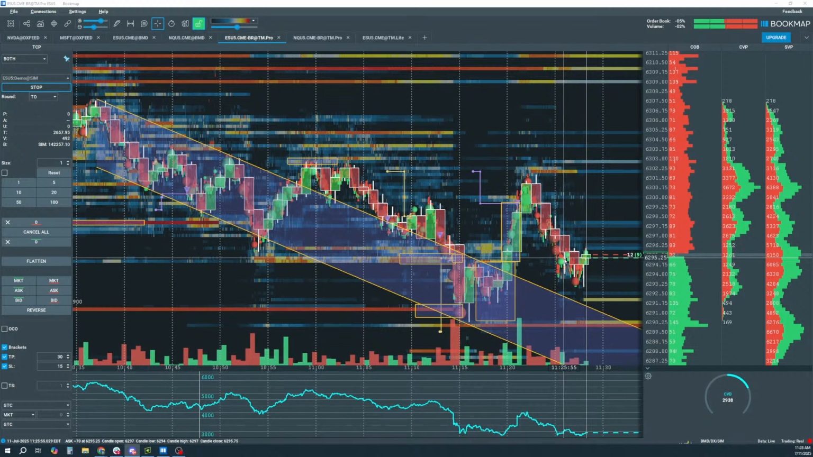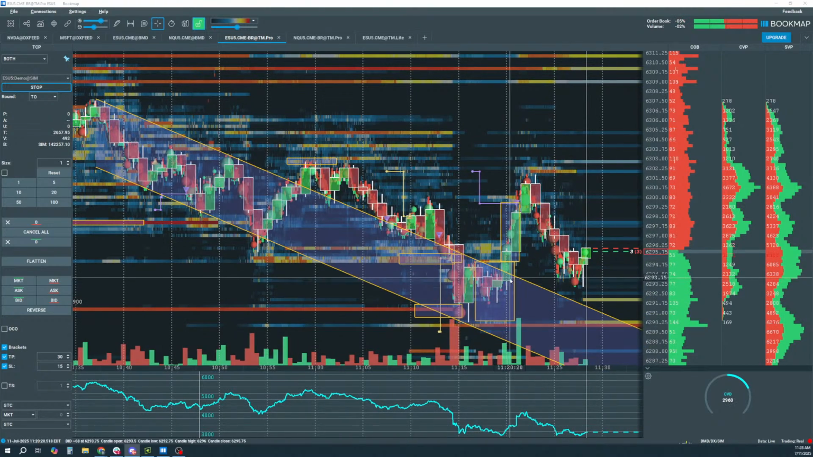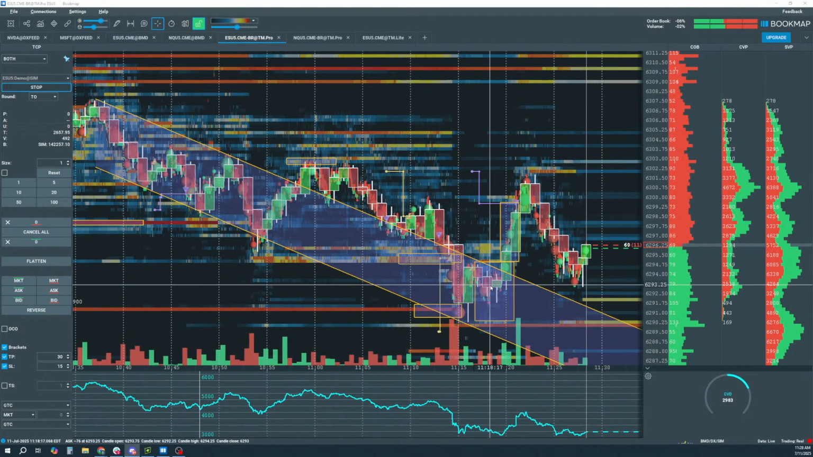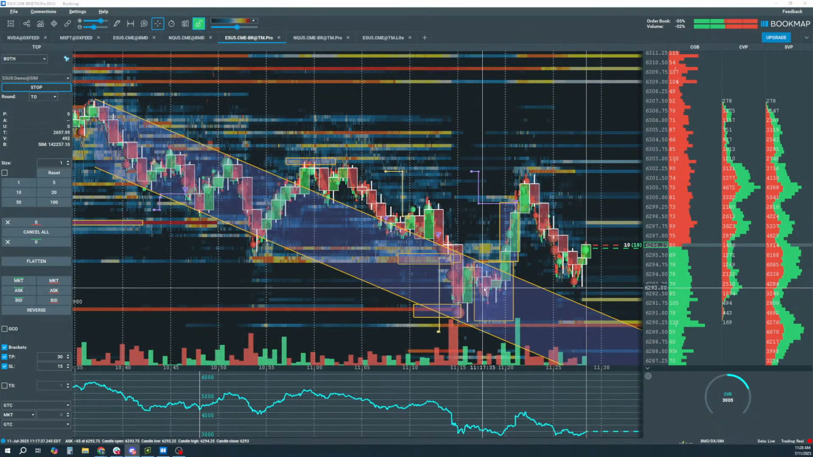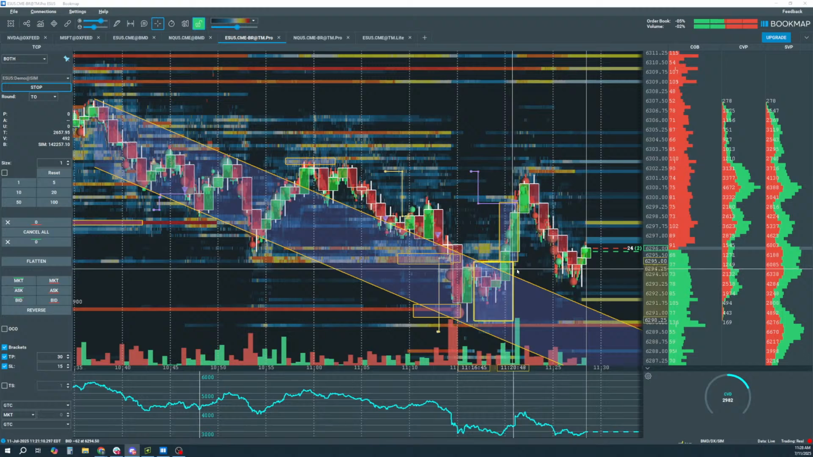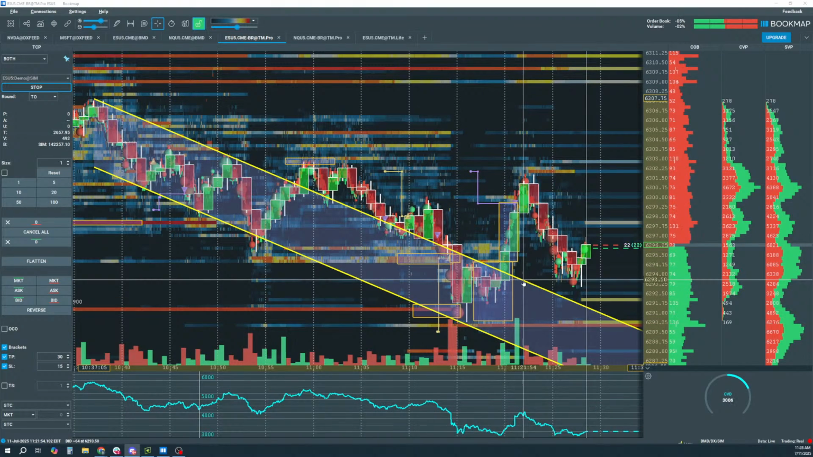I didn't take a look at Bitcoin, and I'm sorry, we're kind of out of time right now. But you can apply the same processes we're going through on the S&P E-mini to Bitcoin. No problem. This is pretty universal stuff. So I hope that helps.